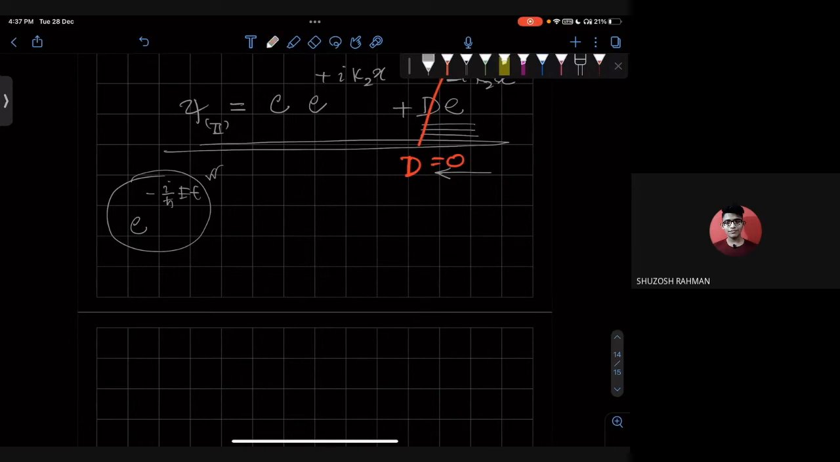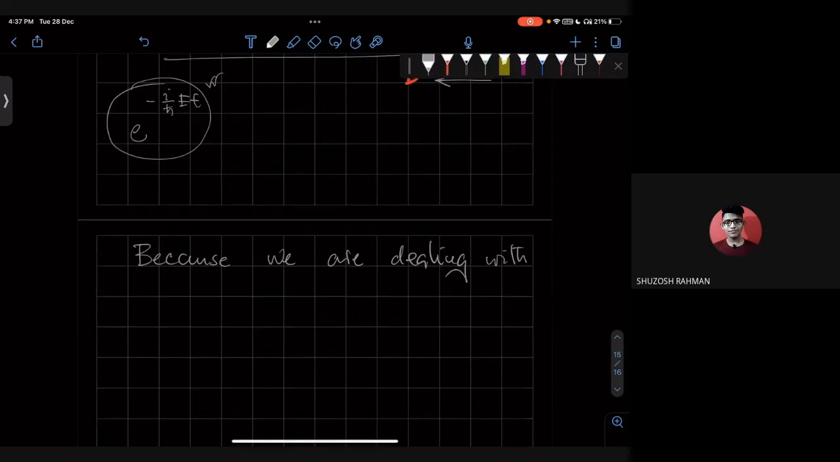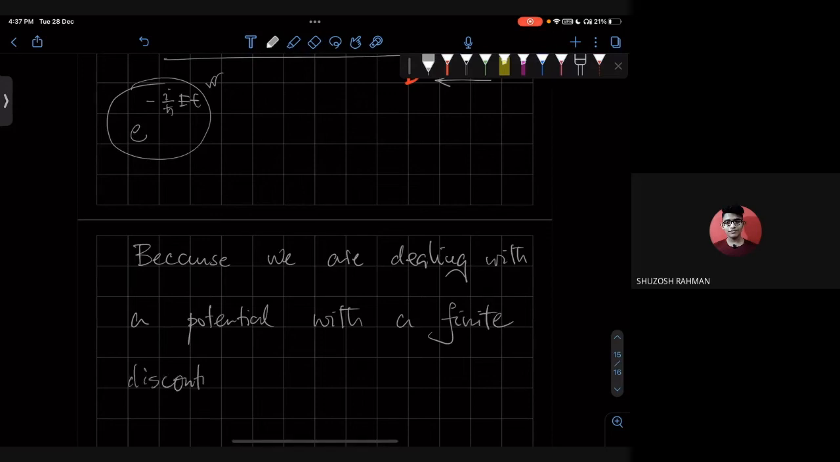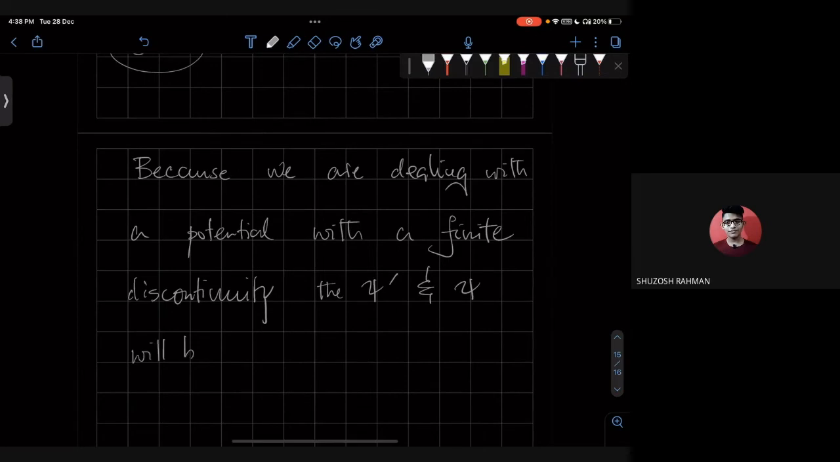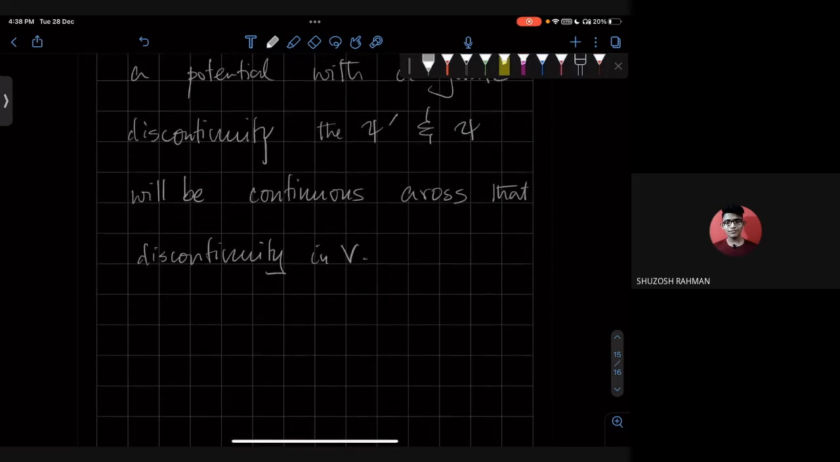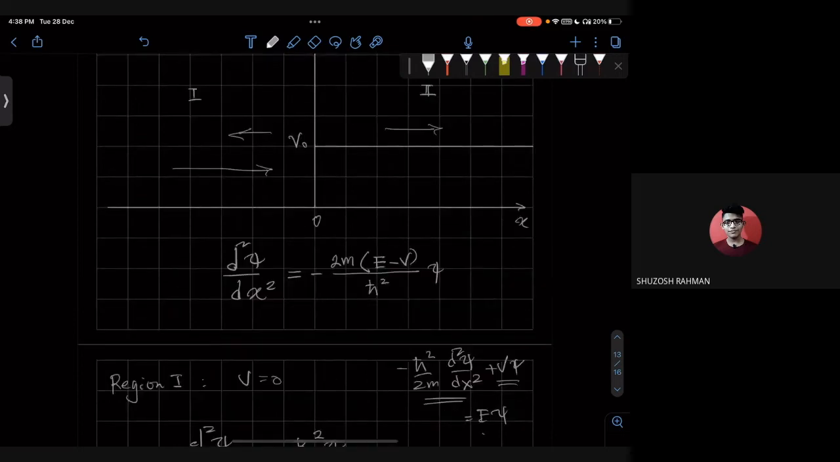because we are dealing with a potential with a finite discontinuity, the first derivative, psi prime, and psi will be continuous across that discontinuity in V. So where is the discontinuity? The discontinuity is at x equals 0, right?